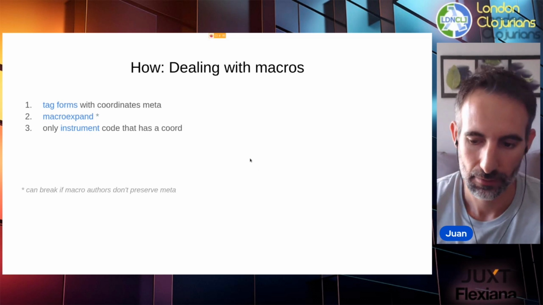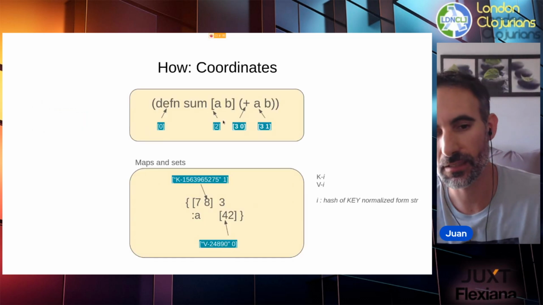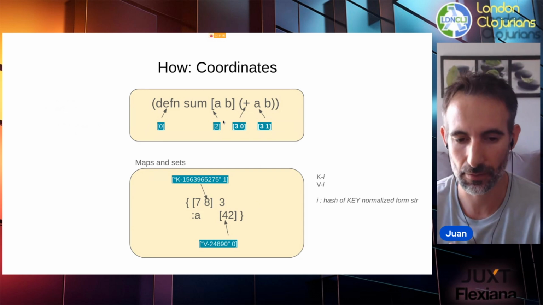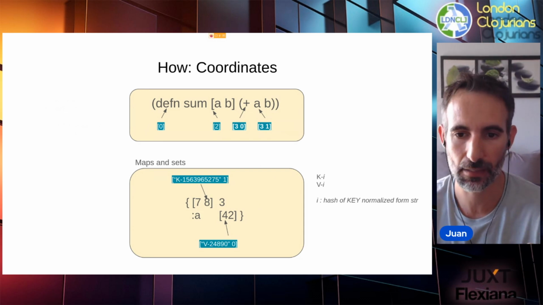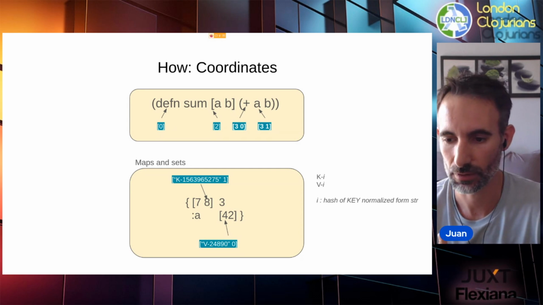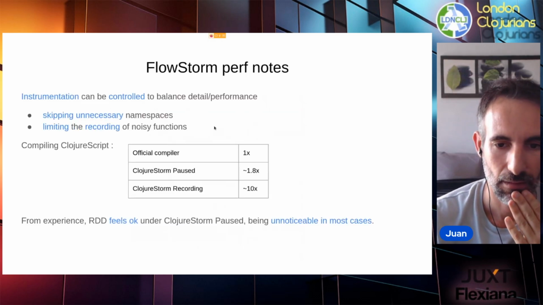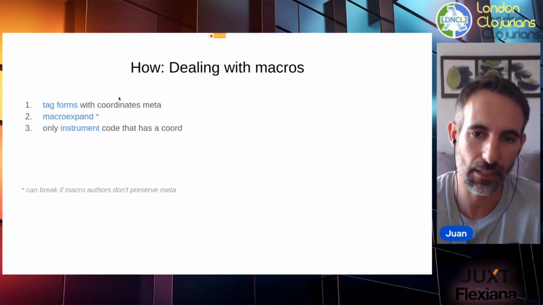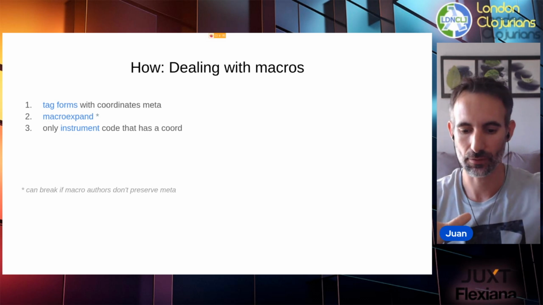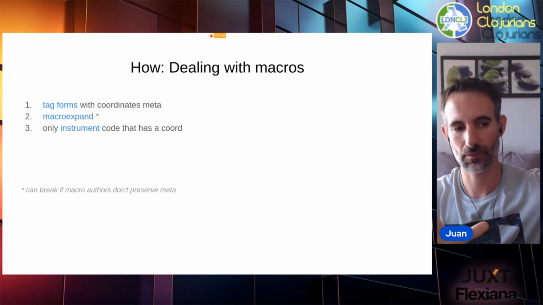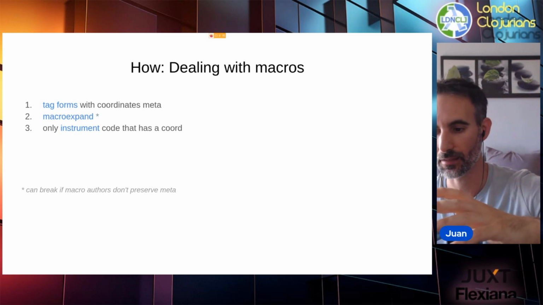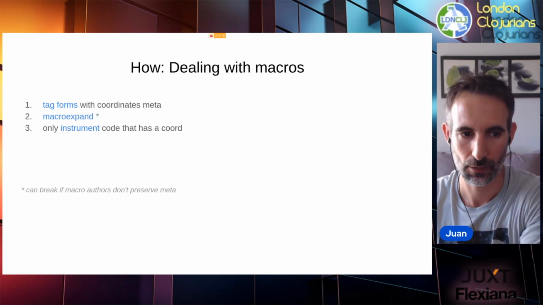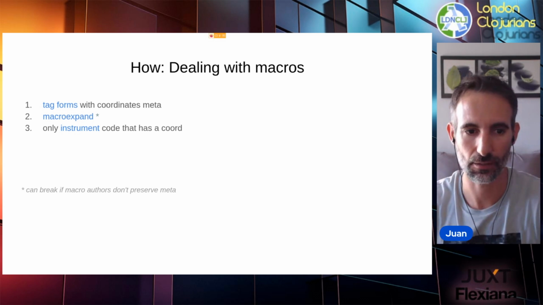Now, by the way, this coordinate system I got in the beginning kind of copied from the Cider debugger source code, so thanks to them for the idea. And then there is an extra thing, which is dealing with macros. The user writes source code that is macro expanded, and the compiler is going to compile the macro expander code. So how can we join everything together?